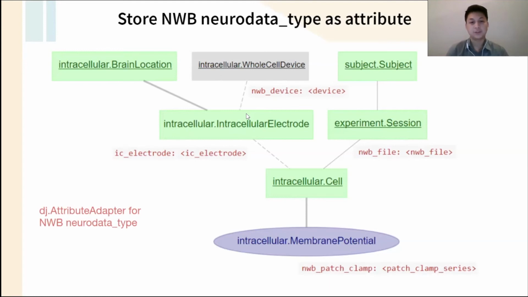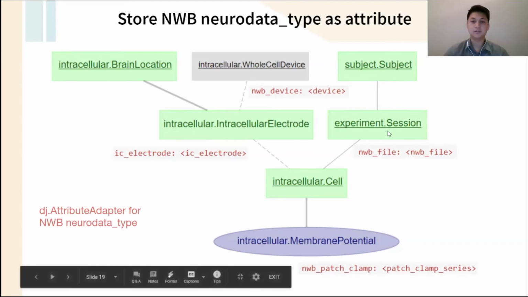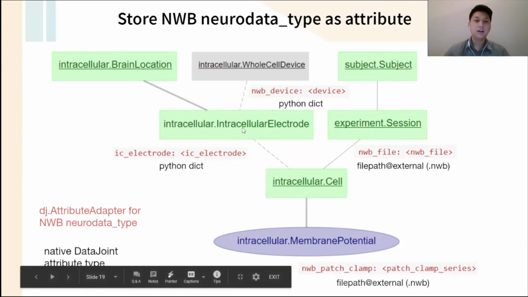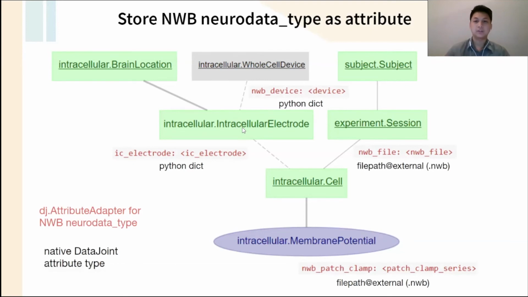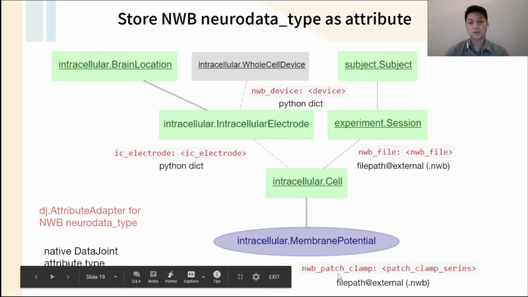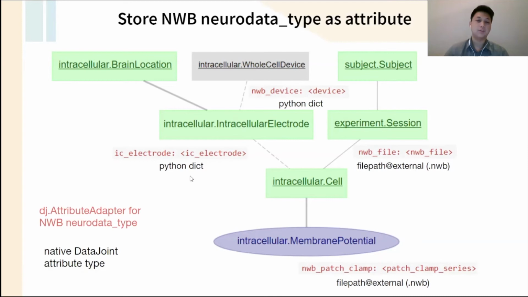For the demonstration here, I have already built the adapter for each of these four special object types. My choice in building the adapters is that I decided to let NWBFile be of type file path, and patch clamp series is also of type file path. So these two would have corresponding .nwb files stored externally. And the device and the IC electrodes here are of type dictionary, Python dictionary, so these are stored inside the database. This is just my specific implementation, but obviously it can vary.